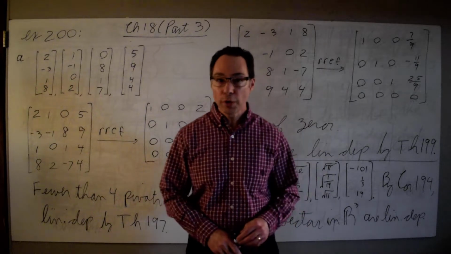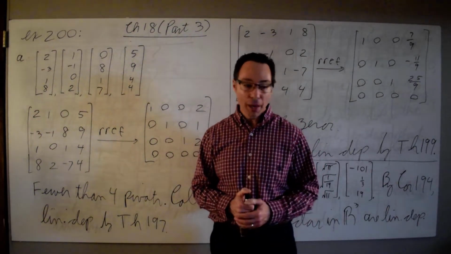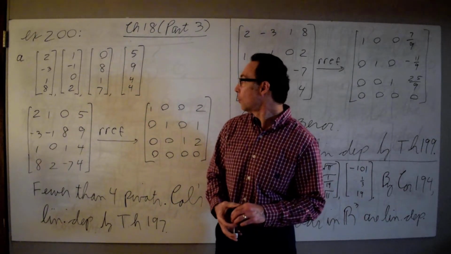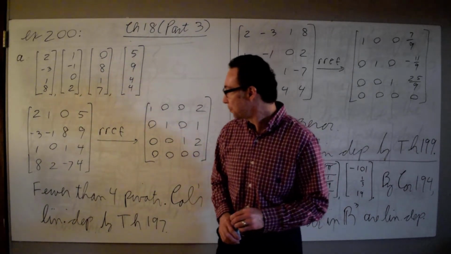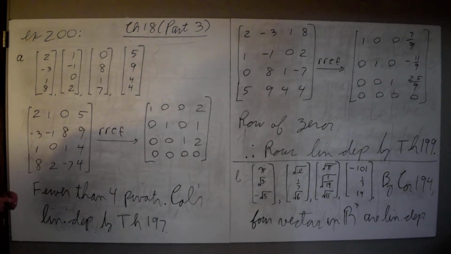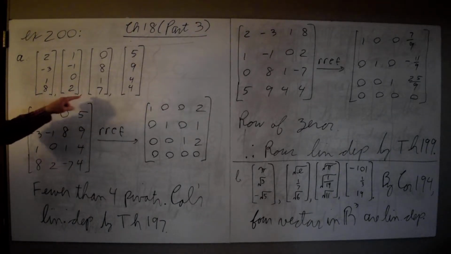This is the third video over chapter 18, linear independence. So I lied in the first video when I said there would only be two, but this is the third one. And we're going to look at example 200. We are going to make use of theorems 197 and 199 mostly.